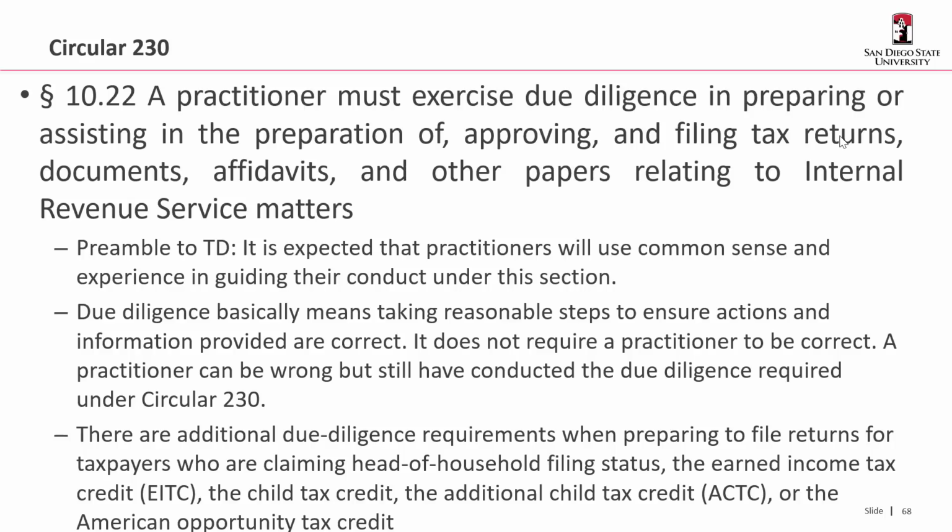There are additional due diligence requirements when preparing to file returns for taxpayers who are claiming head of household filing status, the earned income tax credit, the child tax credit, the additional child tax credit, or the American Opportunities tax credit. Basically, the IRS now has a new form, I think it's the 8867, that when you're completing any of these things on an individual tax return, you are required to complete the due diligence checklist on that form.